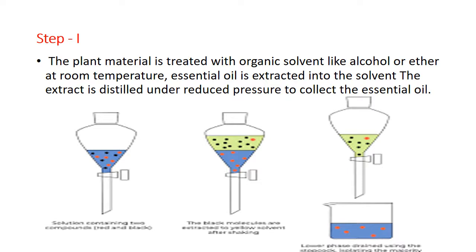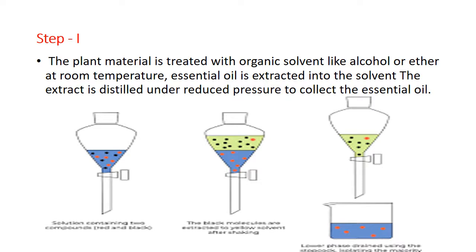This organic layer is the top layer, and this lower layer is removed by using this separating funnel into the beaker. One layer remains in the separating funnel and another layer remains in the beaker. This is the aqueous layer and the upper layer is made up of the essential oil. This is then separated, and when the solvent is removed under pressure or again by distillation, the extract which remains at the bottom is nothing but the essential oil.